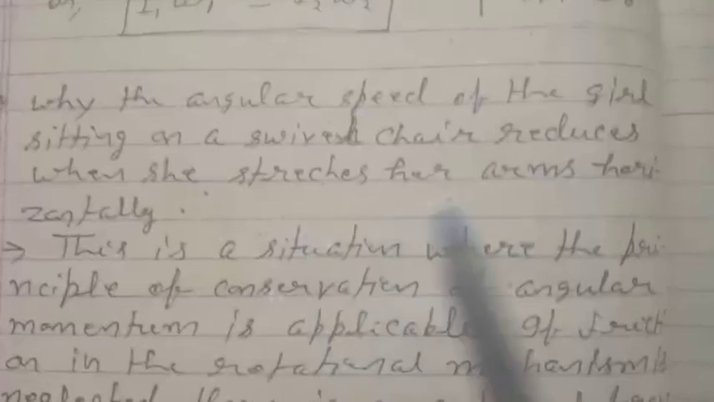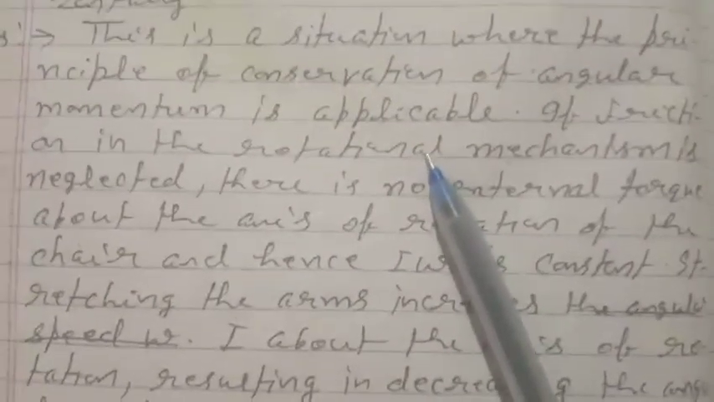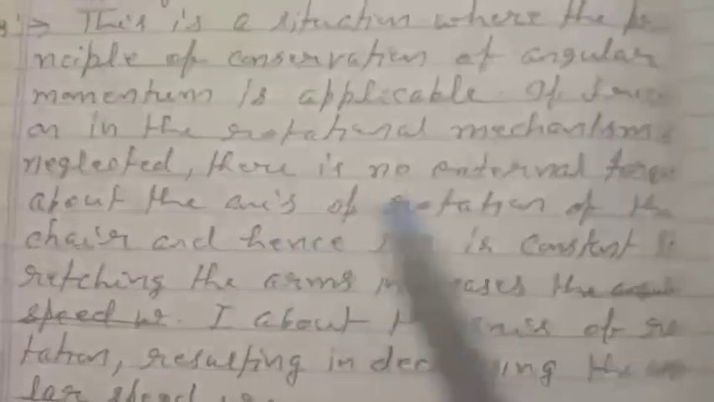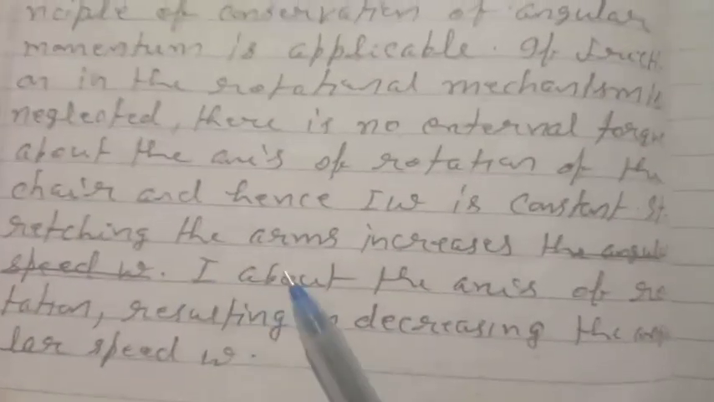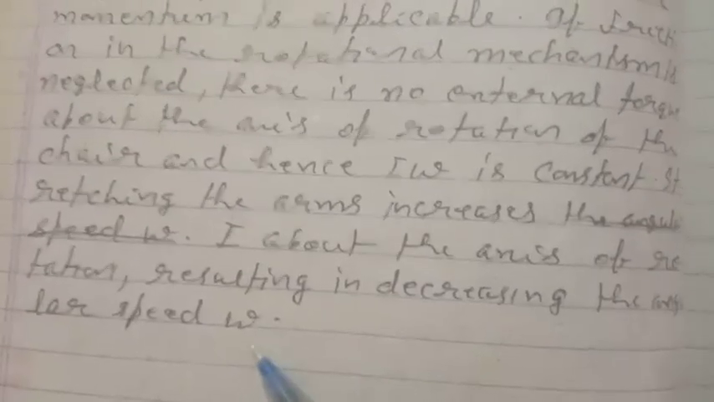Why does the angular speed of the girl sitting on a swivel chair reduce when she stretches her arms horizontally? This is a situation where the principle of conservation of angular momentum is applicable. If friction in the rotational mechanism is neglected, there is no external torque about the axis of rotation of the chair, and hence I omega is constant. Stretching the arms increases the I about the axis of rotation, resulting in decreasing the angular speed omega.